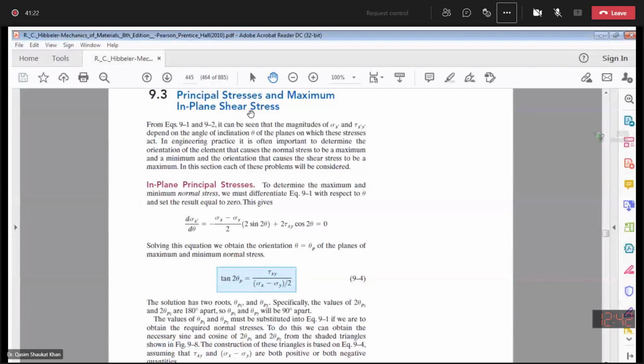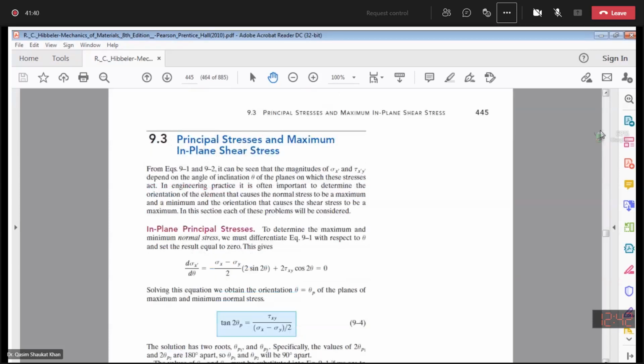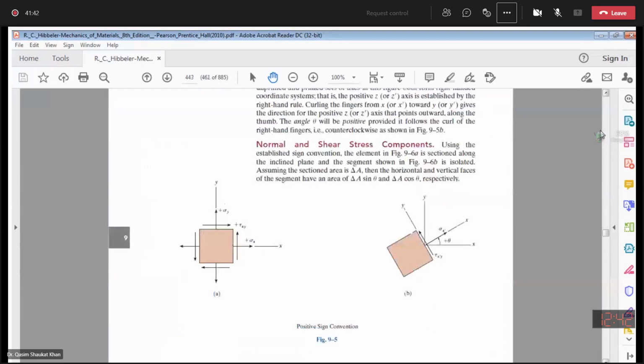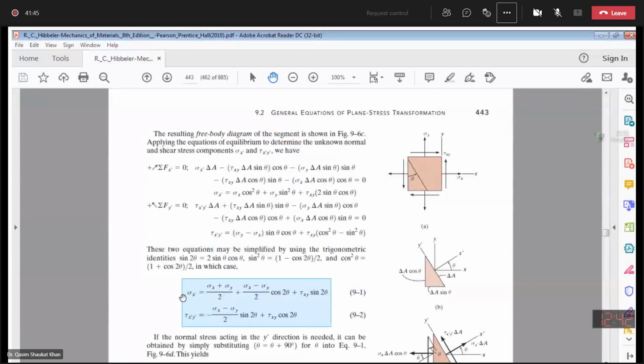So now first we will start with in-plane principal stresses. Okay, to determine the maximum and minimum normal stress, what actually we have to do, we have this equation. Sigma x dash is equal to sigma x plus sigma y over 2 plus sigma x minus sigma y over 2 cos 2 theta plus tau xy sin 2 theta.